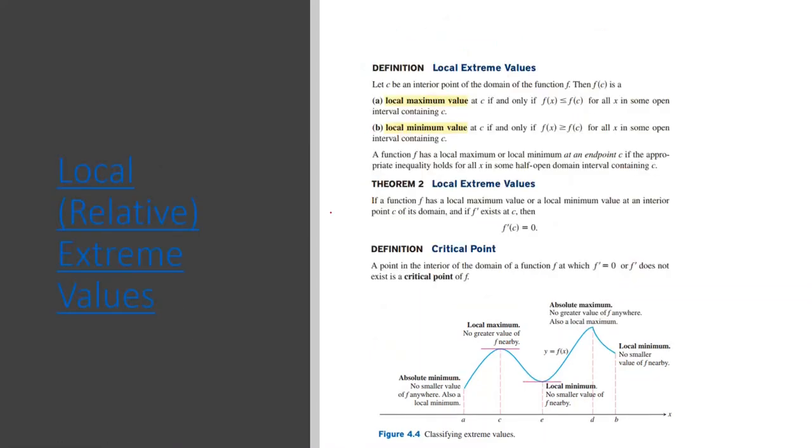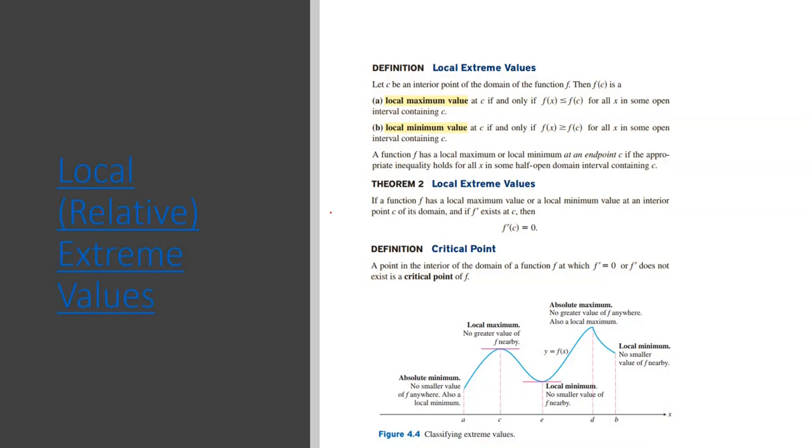And right here we have a definition for local extreme values. So let c be an interior point of the domain of a function f, then f of c is a local maximum value at c if and only if f of x is less than or equal to f of c for all x's in some open interval containing c. And we have a very similar definition for the local minimum value.